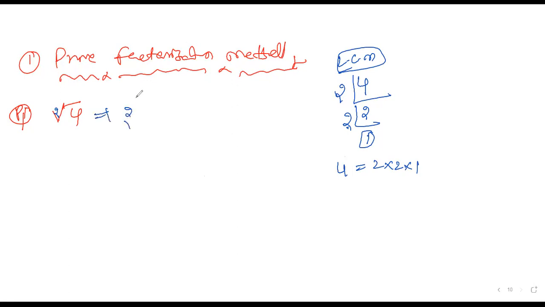Let me repeat the answer. The square root of 4. 2 2s are 4. Then 2 1s are 2. After this, nothing is there. So 4 I can write as 2 into 2 into 1 into 1. The 1 is not recommended, it is not countable, so you leave that 1 out when writing. So this is 2 into 2.